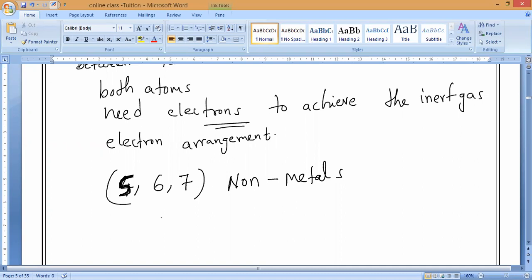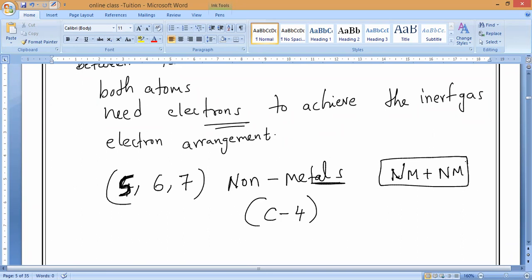So non-metals usually have 5, 6, 7 electrons in the outermost shell of their atoms, except, for example, carbon. Carbon, what is the valency? 4 is the valency. Correct? That you should remember. All the non-metal atoms need electrons to achieve the inert gas structure. So both atoms need electrons, and covalent bonds will form only between non-metals plus non-metals. They will share electrons between them. Do you understand, guys? Please respond. Yes or no?